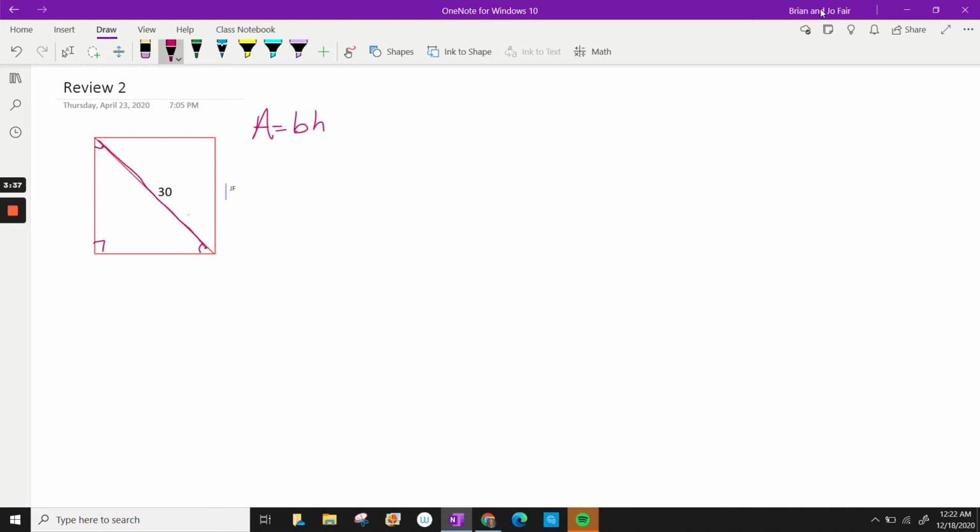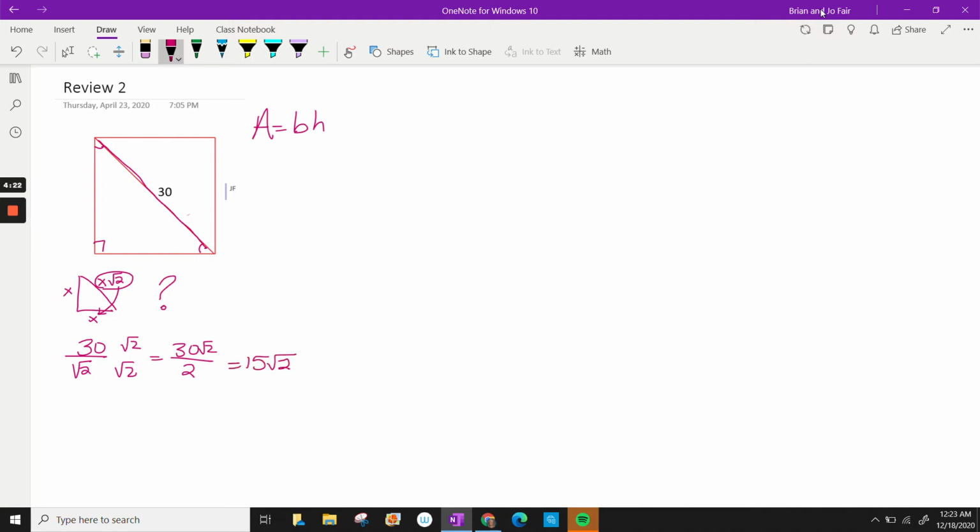In a 45-45-90, it looks like this. The two legs are x, they're the same, and the hypotenuse is x√2. So what do you think we need to do with that 30? We should be taking that 30, since we're going from the hypotenuse to the leg, we're going smaller, so we need to divide by √2. So I'm going to take 30, divide it by √2, and then rationalize it. I get 30√2 all over 2, and then the 30 and 2 can reduce to just 15√2.